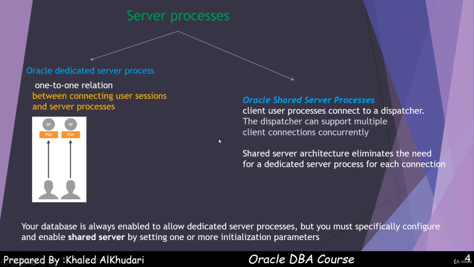Now, a very important note. Your database is always enabled to allow dedicated server processes. So the first option is the default, but you must specially configure and enable shared server by setting one or more initialization parameters. So by default, I have this type of server process, which is the Oracle dedicated server process. In order to enable the Oracle shared server processes, the database administrator should manually set the parameters for this type of process. So I just want you to take it easy.